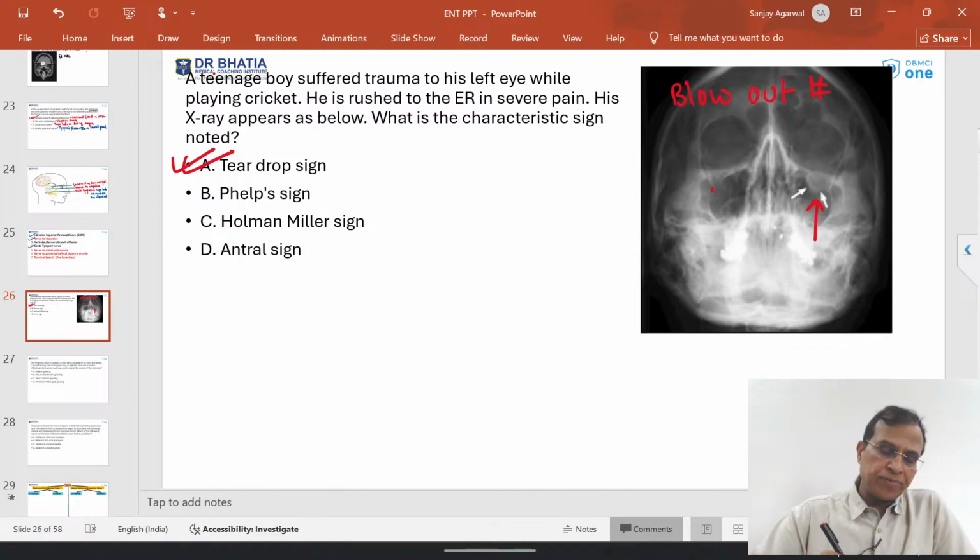Now Phelps sign is seen in glomus tumor. And teardrop sign is blowout fracture.